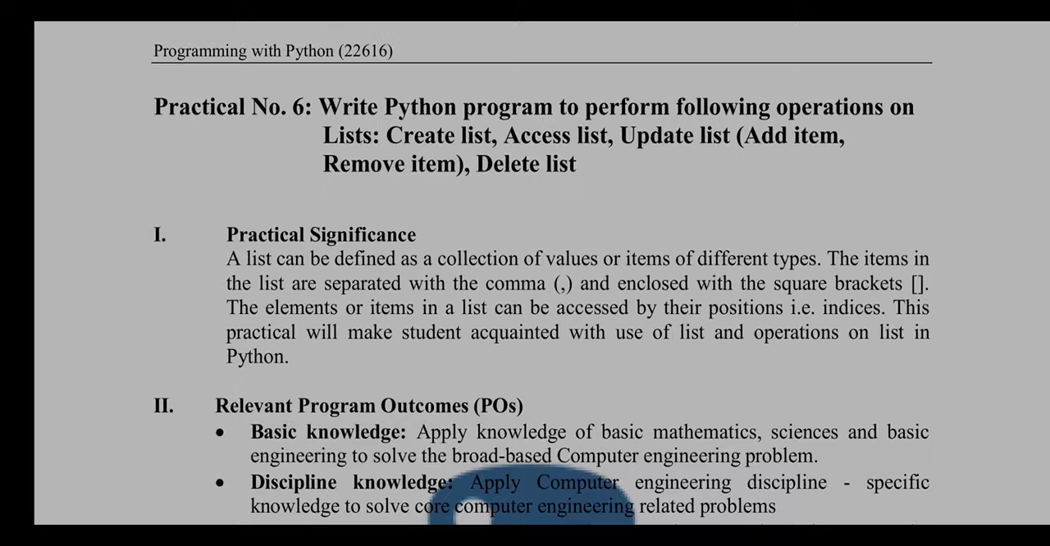Practical significance: a list can be defined as a collection of values or items of different types. The items in a list are separated with a comma and enclosed with square brackets. The elements or items in a list can be accessed by their position, which is called indices, or we can say index position. This practical will make students acquainted with the use of list and operations on list in Python.